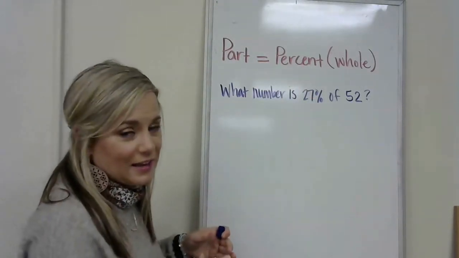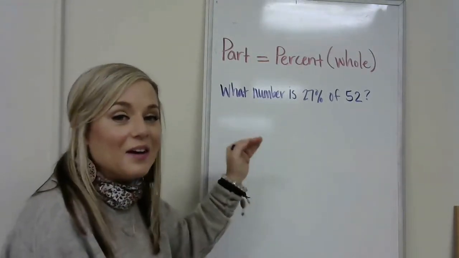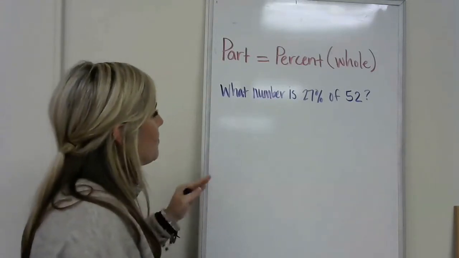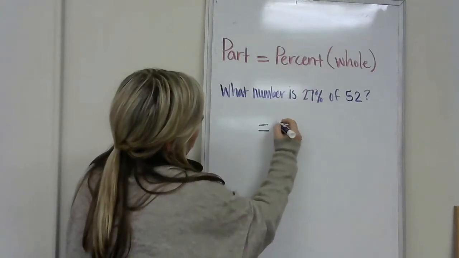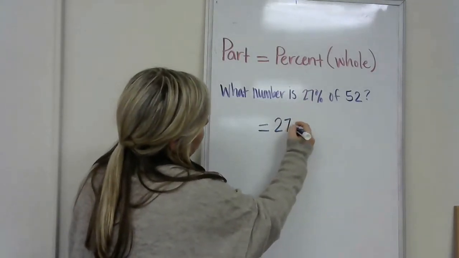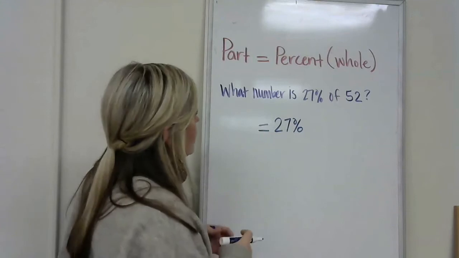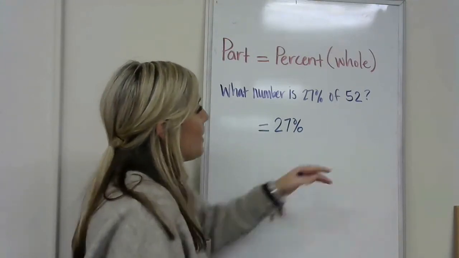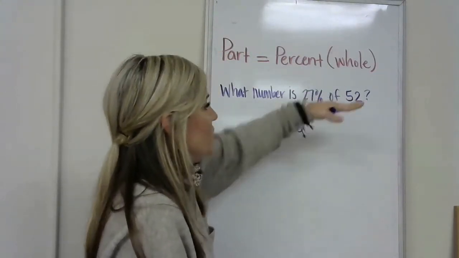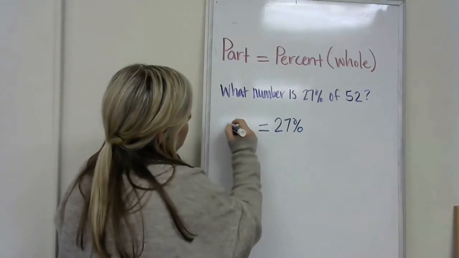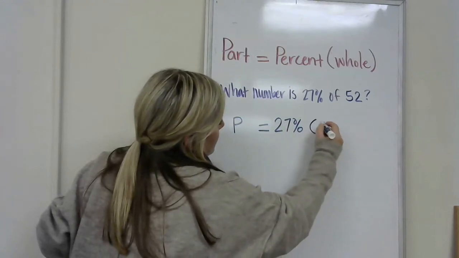So what we have to do today is write an equation for the problem they give us, and then solve for it. What number is 27% of 52? They gave me my percent, so I know 27% and of 52. I'm going to say 52 is my whole, because I want to know what number is 27% of 52. So we're looking for P is equal to 27% of 52.